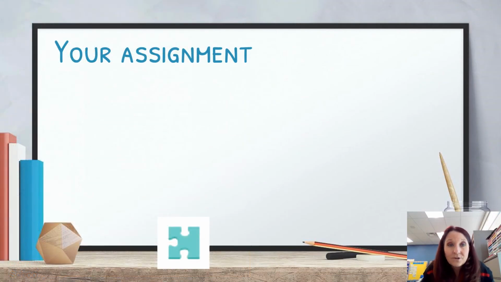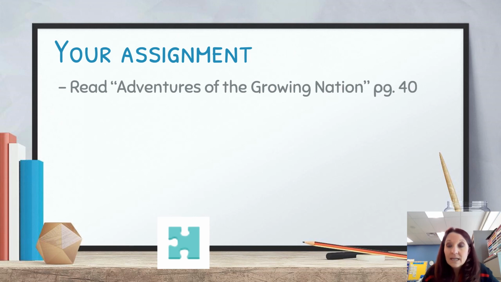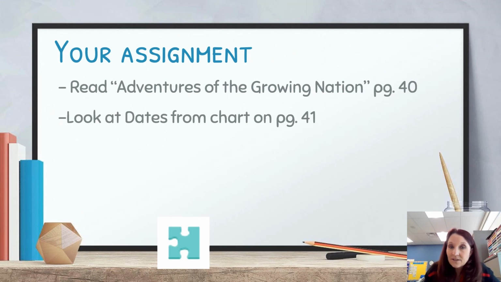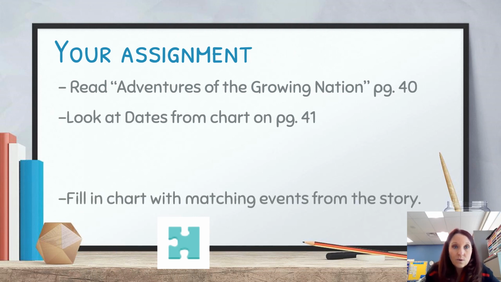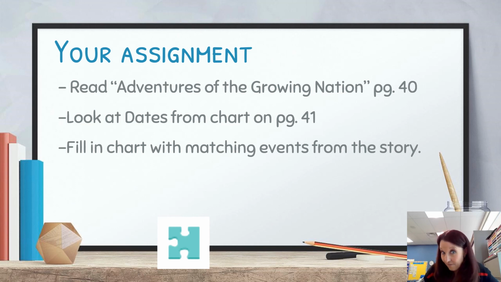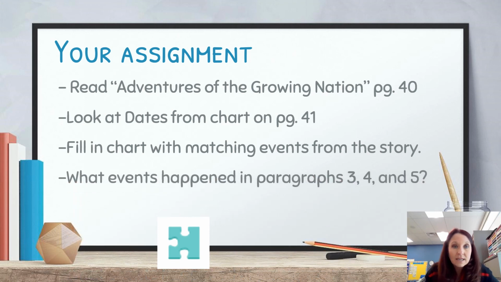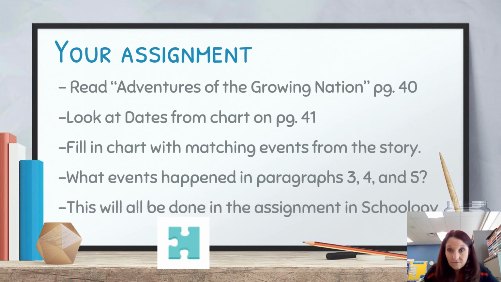All right, so let's review what your assignment is. You're going to read again The Adventures of a Growing Nation on page 40. You'll look at the dates on the chart that we just filled in on page 41. You should have already filled in the chart with the matching events from the story, but if you didn't, please go back and do that. And then you're going to look at the events that happened in paragraphs 3, 4, and 5, and you're going to fill that information in the assignment in Schoology. All the directions are in the assignment, but you're going to need this text to help you answer the questions.